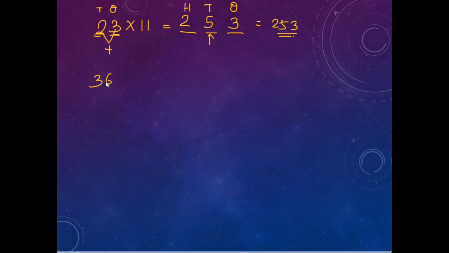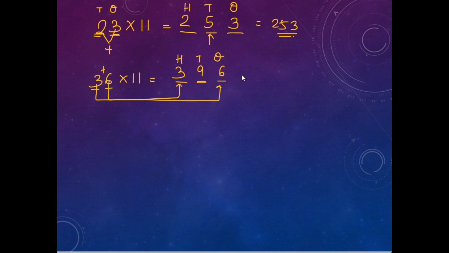Suppose I have 36 multiplied by 11. So 2-digit number, your answer should be 3 digits. Hundreds, tens, ones. Hundreds will have 3. Ones place will have 6. And in the center, you will add these two numbers, 3 plus 6, which is equal to 9. So your answer is 396. Let's take another example.